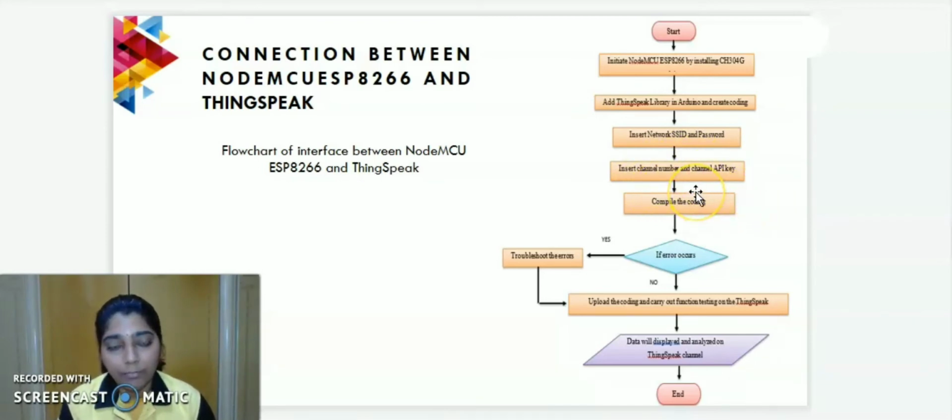Before that, I will be creating my channel on ThingSpeak, and then I will compile the coding, and if an error occurs, I have to troubleshoot it. If the coding runs fine, I have to upload the coding to the circuit and then carry out the function testing on ThingSpeak, and the data will be displayed and analyzed on the ThingSpeak channel.